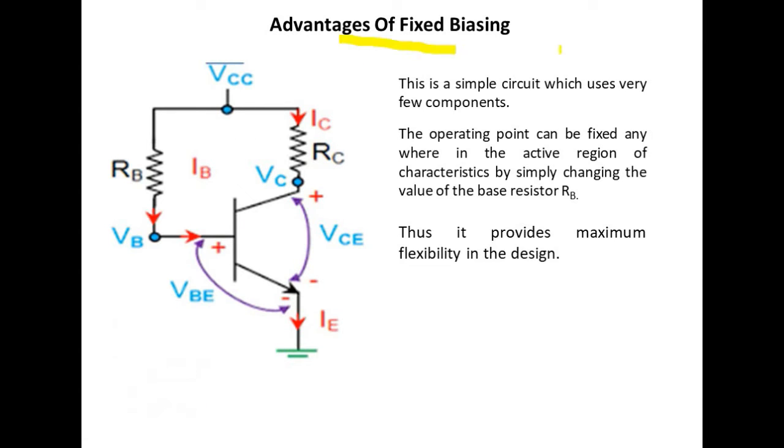Now what are the advantages of the fixed biasing circuits? Advantages of fixed biasing is that this is a very simple circuit which uses very few components. The operating point can be fixed anywhere in the active region of the characteristic by simply changing the value of the base resistor RB. Thus it provides maximum flexibility in the design.